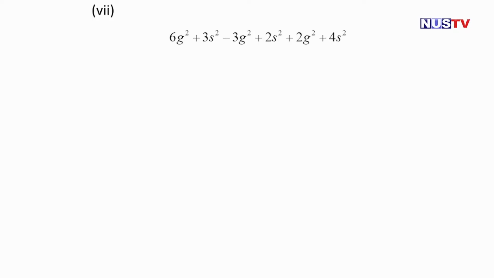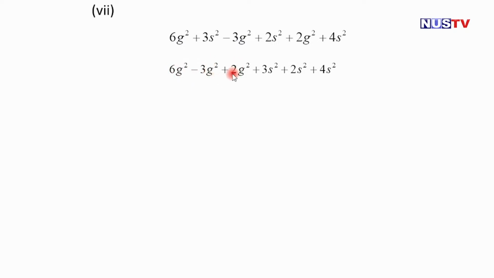Example number 7. We have 6g to the power of 2 plus 3s to the power of 2 minus 3g to the power of 2 plus 2s to the power of 2 plus 2g to the power of 2 plus 4s to the power of 2. Again, you bring forward the g's first before you list the s's after. So the next step would be, this is to minimize making mistakes. So 6g to the power of 2 minus 3g to the power of 2 plus 2g to the power of 2 plus 3s to the power of 2 plus 2s to the power of 2 plus 4s squared.